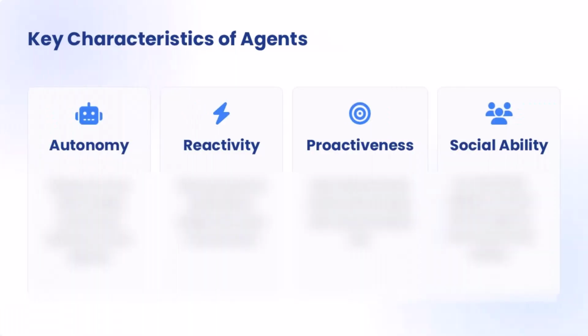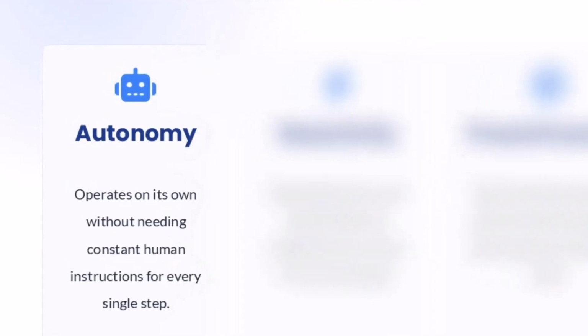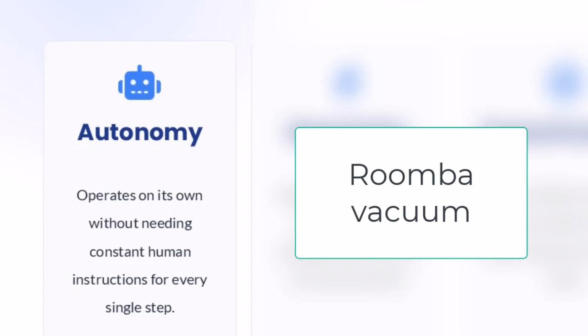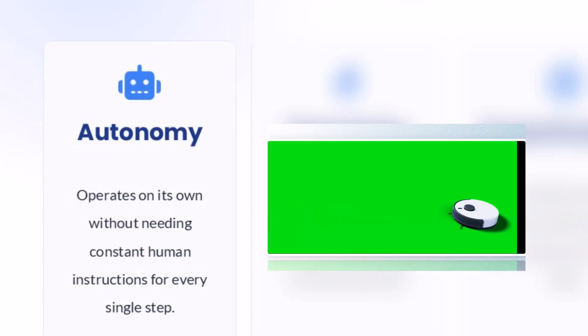To be truly intelligent, an agent needs 4 core characteristics. The first is autonomy. This is simple. The agent must work on its own. It doesn't need you to tell it every single step. Now think of a Roomba vacuum. For example, you press start and it makes all the decisions about where to go, when to turn, without constant human instruction. That is autonomy.